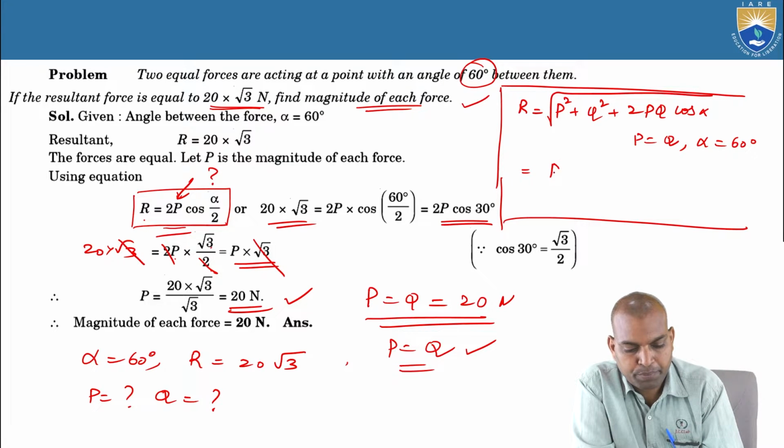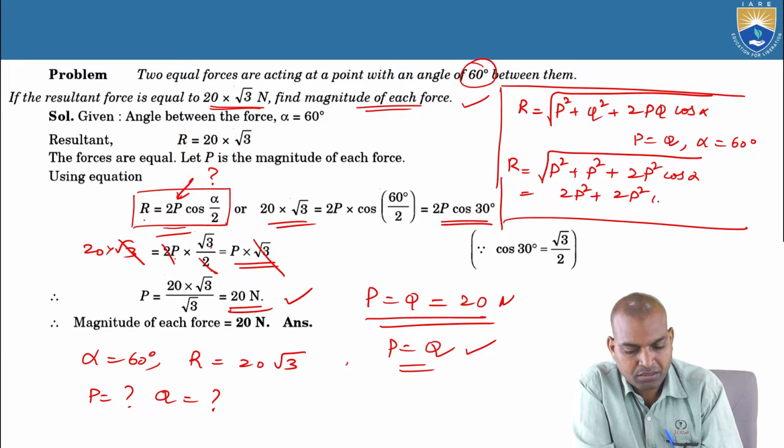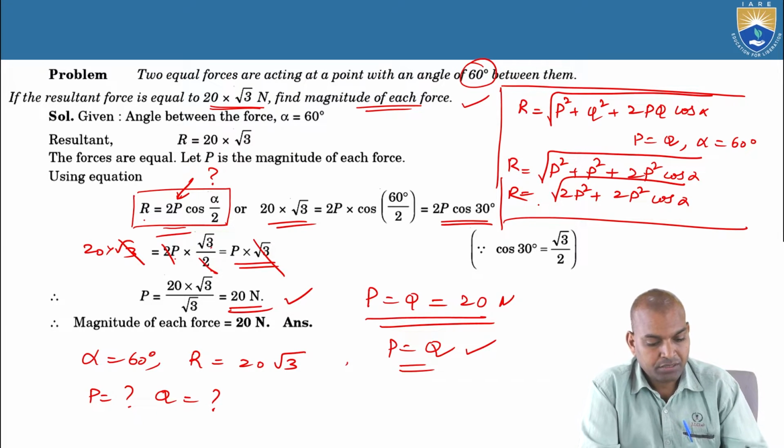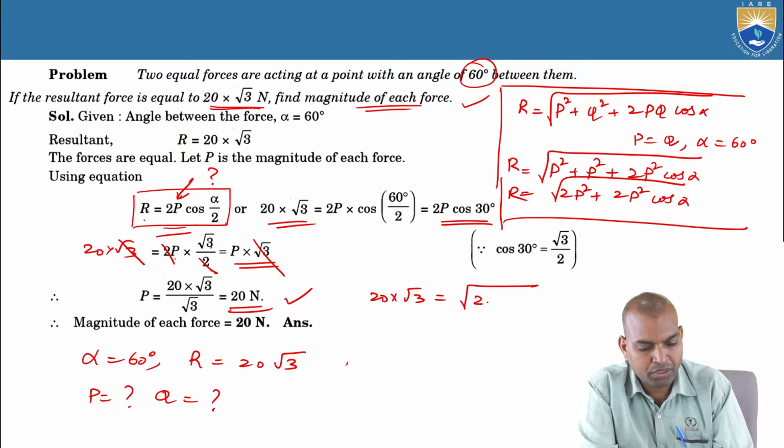When P equal to Q, we get P square plus P square, that is 2P square, plus 2P square cos alpha. Next, substitute R equal to 20 times root 3, under the square root of 2P square plus 2P square cos alpha, where alpha equal to 60 degrees.